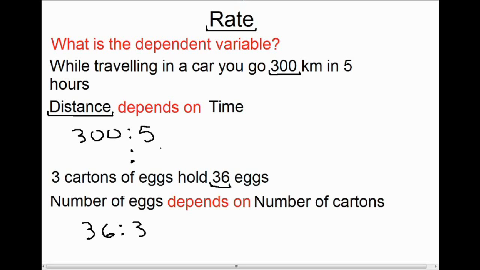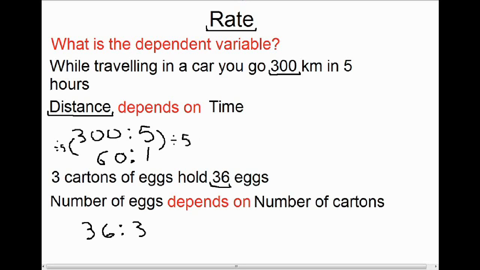And in this case, the time was 5 hours. We're going to change that to 1. Well, as we've seen with equivalent ratios, to write equivalent ratios, we do that by either multiplying or dividing. In this case, we're probably going to divide. To change 5 to 1, we divide it by 5. So we have to do the same thing to 300. Divide it by 5, and when we do that, we get 60.